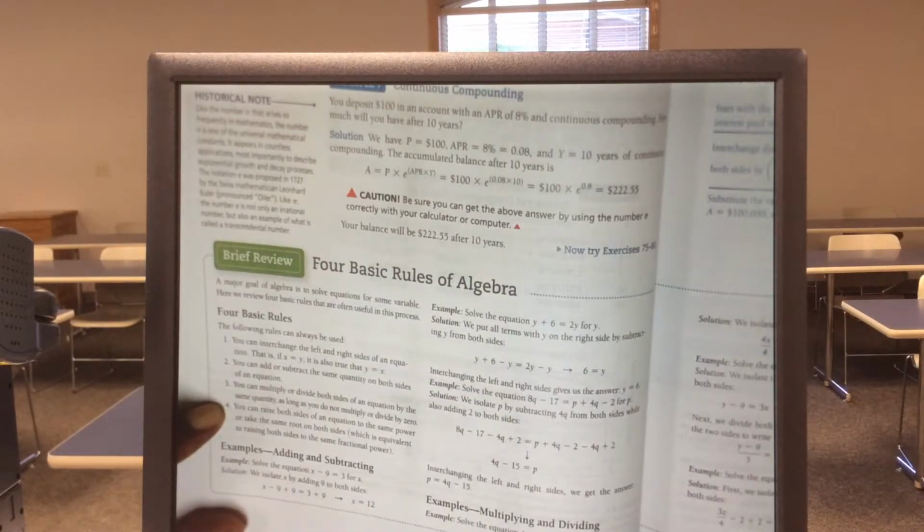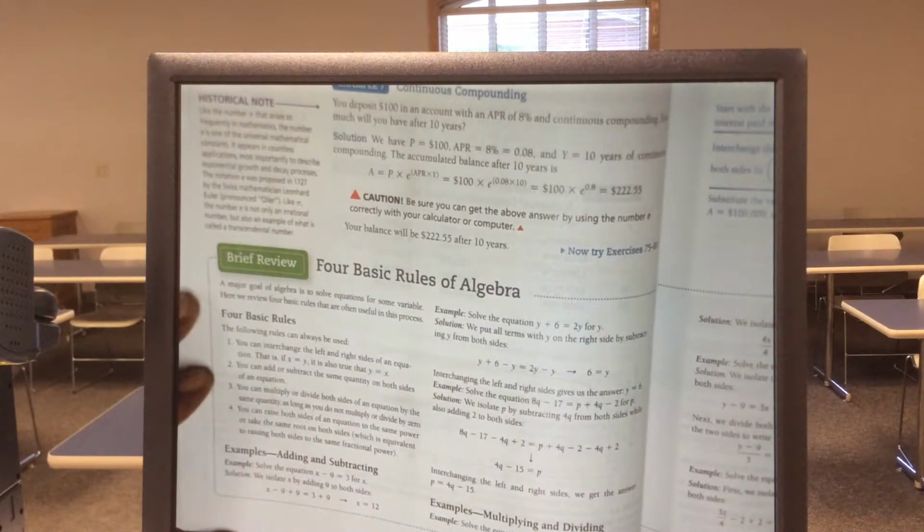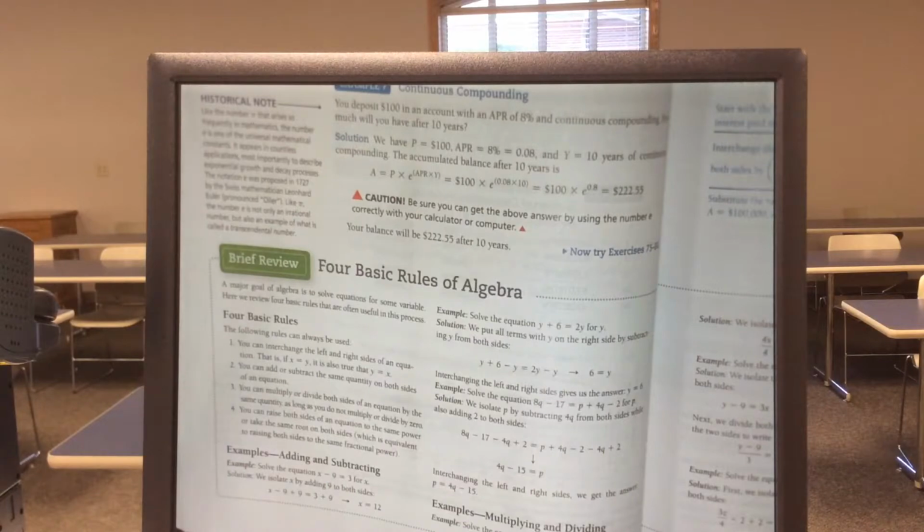Number four, you can raise both sides of an equation to the same power or take the same root on both sides, which is equivalent to raising both sides to the same fractional power. We're going to do one of those examples shortly, okay? And these are just a few examples that they give you. We're going to do some in this particular video.